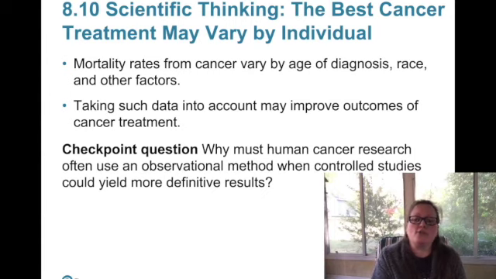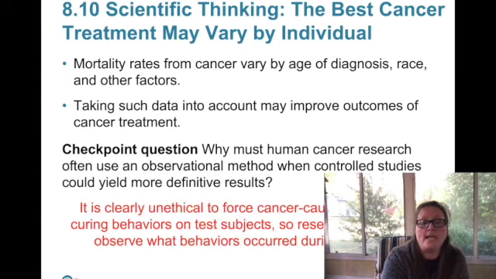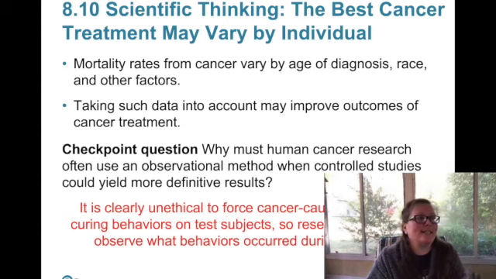So, why must human cancer research often use observational methods when controlled studies could yield more definitive results? Well, because of what we just said, so many different things are based on this. This is why there is no official cancer cure yet. There are so many things that can knock everything out of whack, and so many things that might help different people in different ways. Because cancer is literally your own body going crazy.